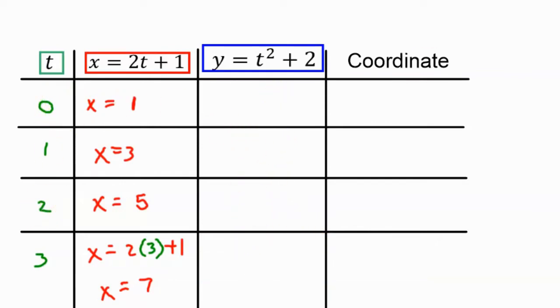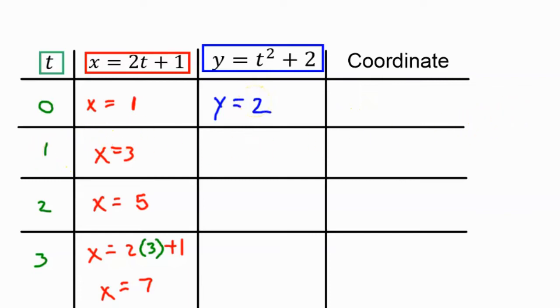So we'll do the same thing here. We're going to substitute our t values. And so we'll have y equals, instead of t squared, it's going to be 0 squared. So we'll put here 0 squared. And we still have plus 2. So 0 squared is 0, plus 2 is 2. So in this case, we're going to have the y coordinate as y equals 2.